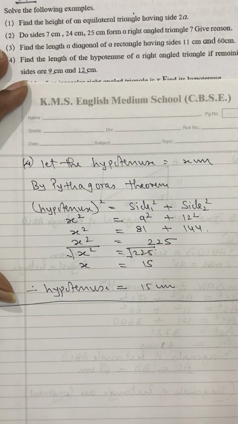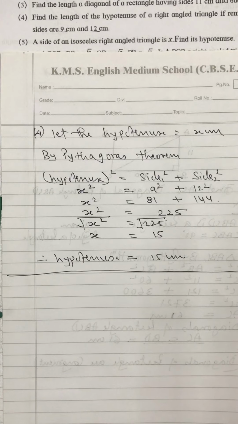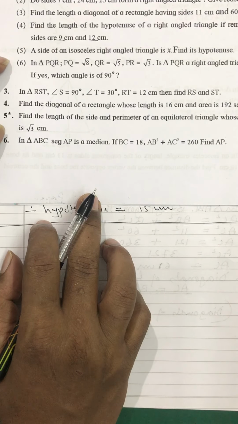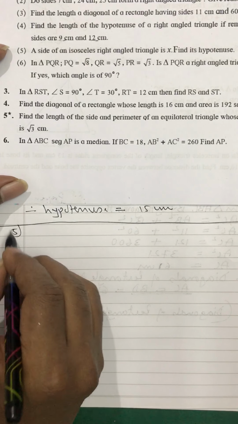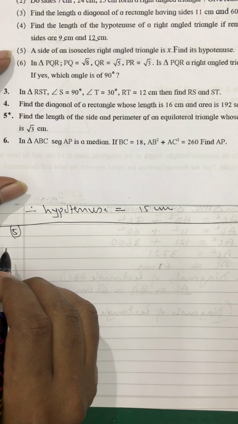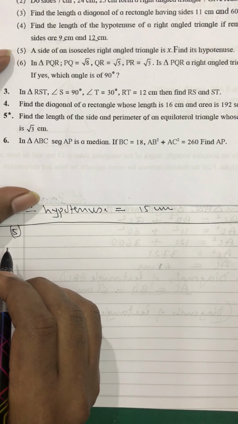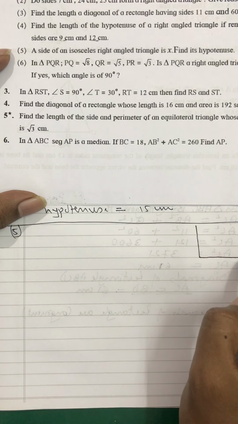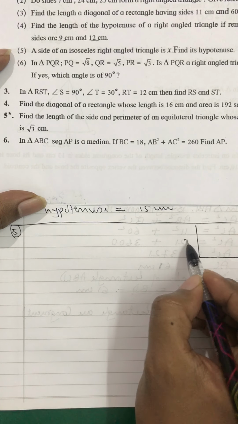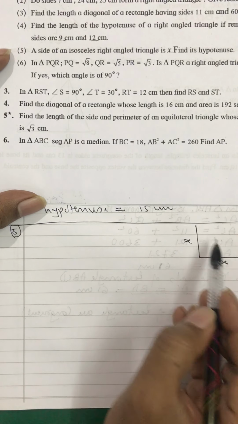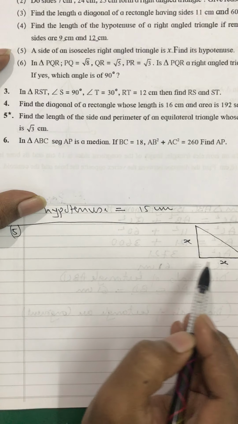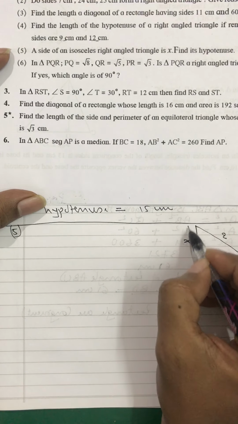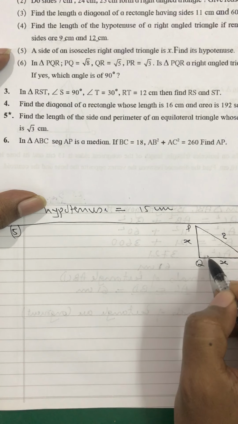Okay. So now we can go to the fifth question over here. Fifth question: a side of an isosceles right angle triangle is x centimeter. See, now they are talking about an isosceles right angle triangle. Side is x, this also is x. Find its hypotenuse. Fine. So if you want, you can label them and then use it like this also.